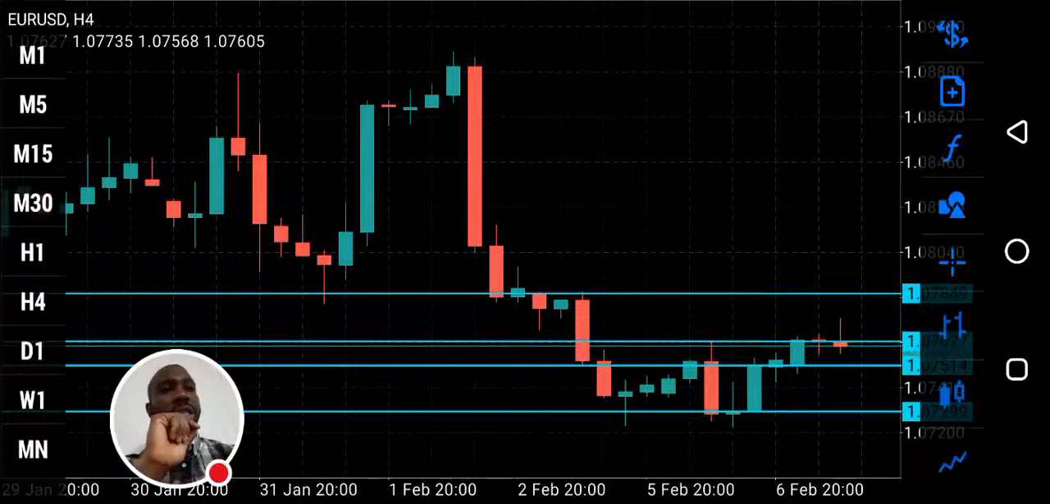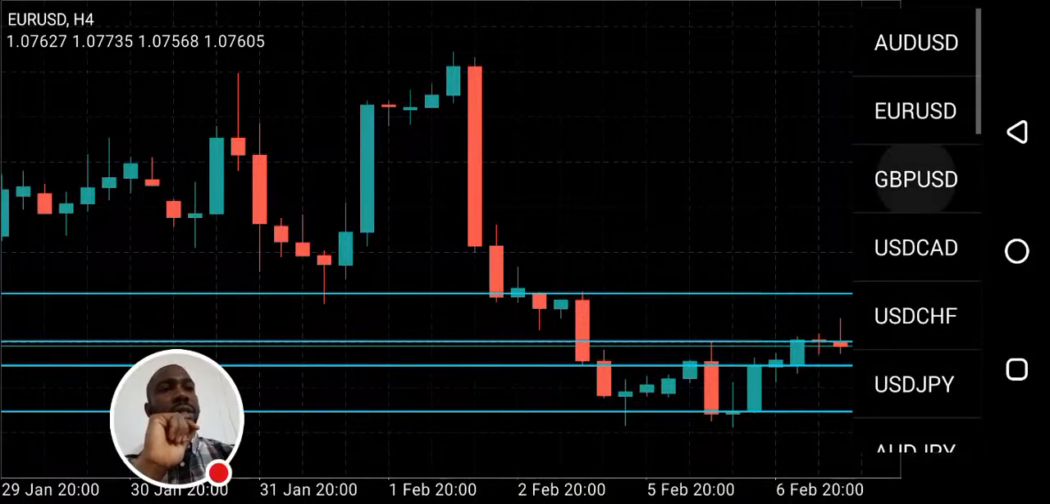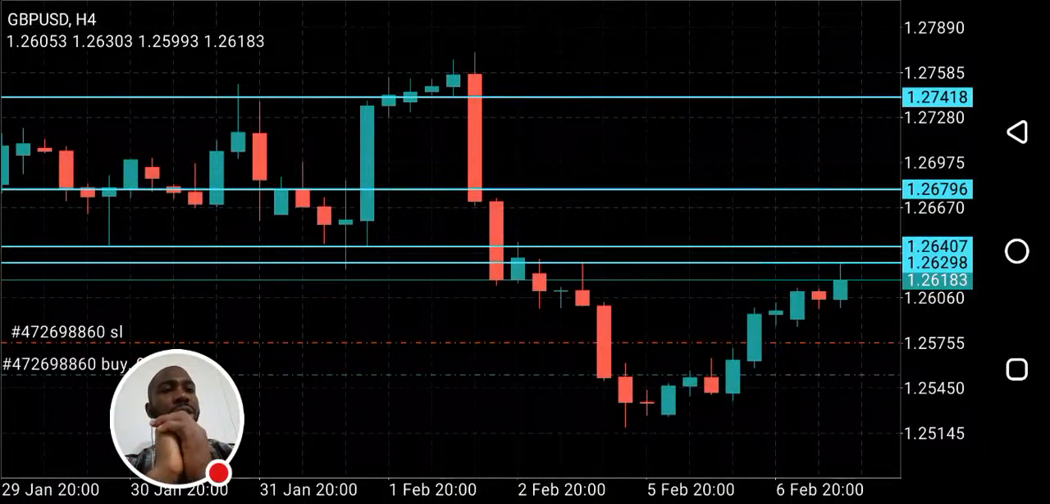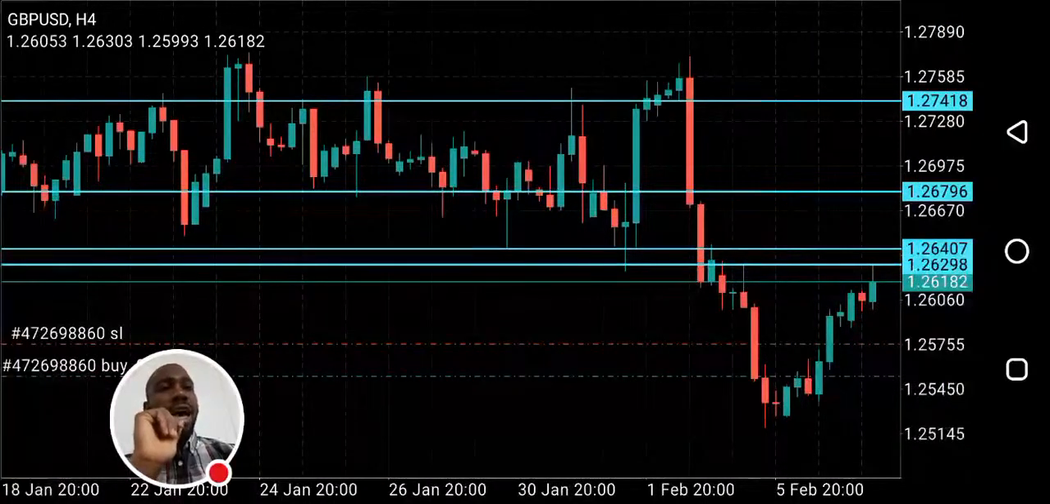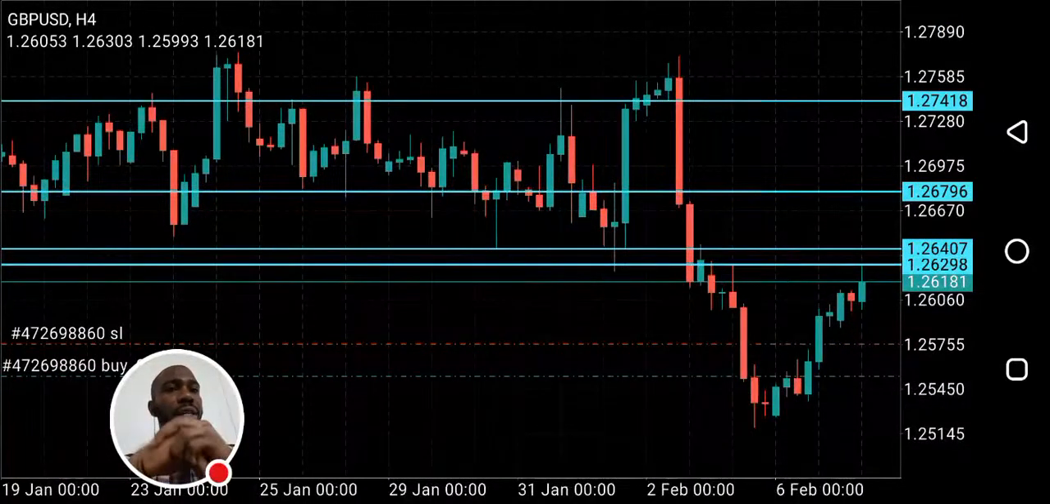Let's move to the next pair, GBP USD. I am also bullish on GBP USD. As you can see, I have a trade that is active on GBP USD. I did this trade yesterday, and it's still very active.